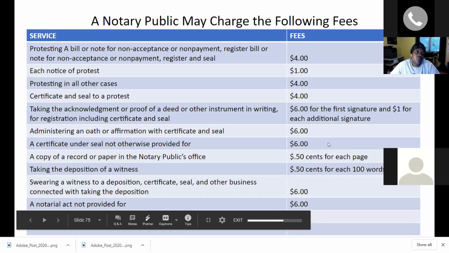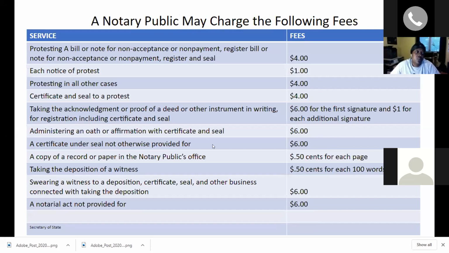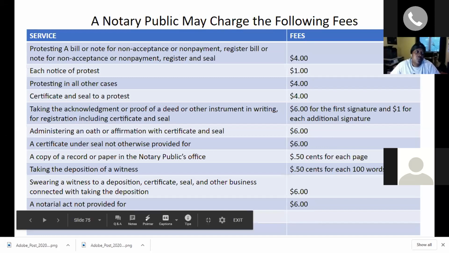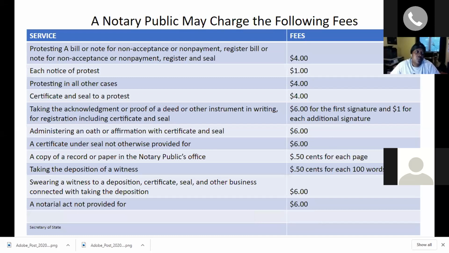It says for a jurat, $6 per certificate, including oath or affirmation. If you have two people signing, is it $6 each? Look at the screen, and it says taking an acknowledgement.